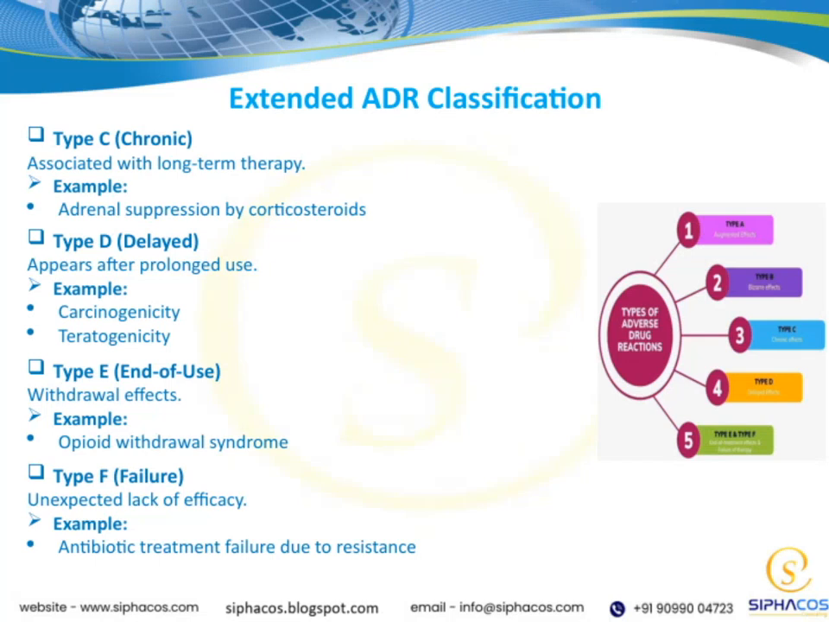Let's take a closer look at extended ADR classification, the types of adverse drug reactions that go beyond the immediate effects. Type C, or chronic, happens with long-term therapy, like adrenal suppression from corticosteroids. Then there's Type D, delayed reactions, which show up after prolonged use. Think carcinogenicity or teratogenicity. Type E covers end-of-use effects, such as withdrawal symptoms from opioids. Finally, Type F is failure, when treatment just doesn't work, like antibiotics failing due to resistance.